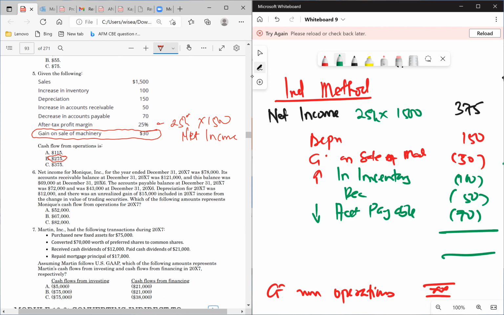Okay, so if it were to be a loss on sale on the machinery, we would have needed to add it back. But the proceeds from the sale of the machinery would have been taken care of under our investing activities. So Godfrey, go ahead with your question.